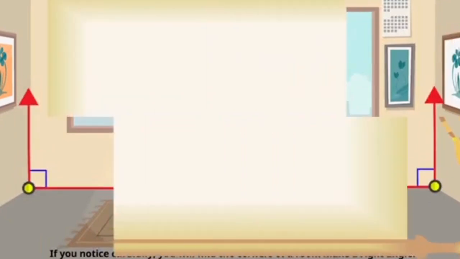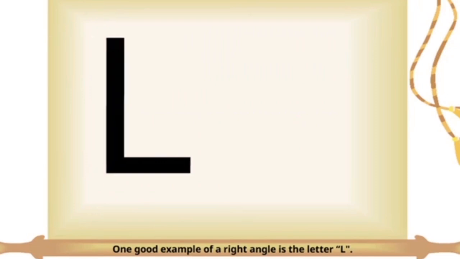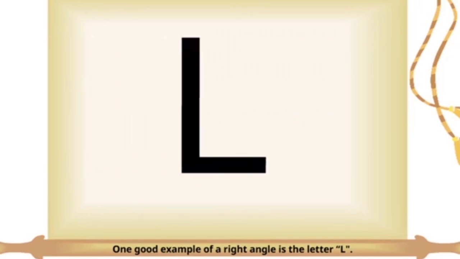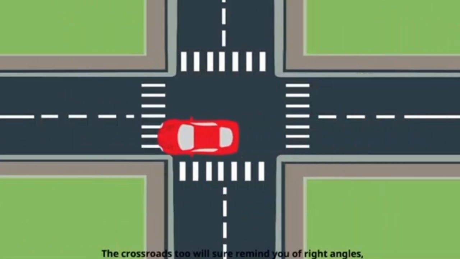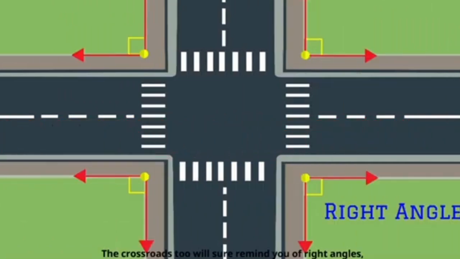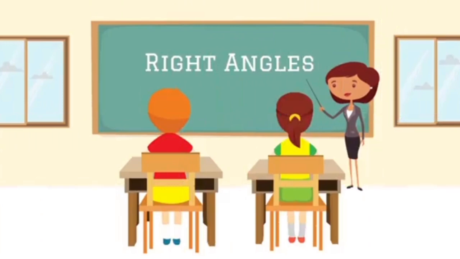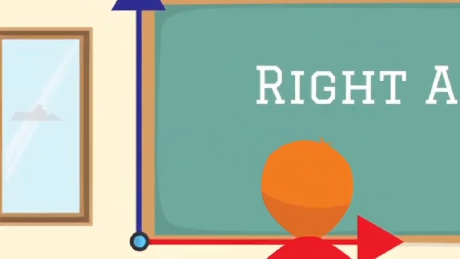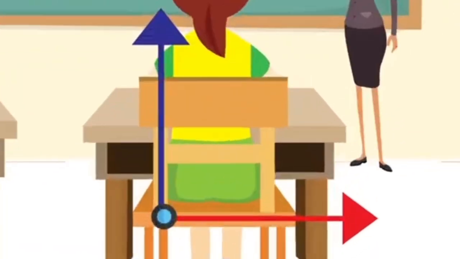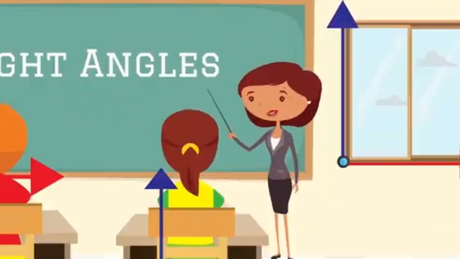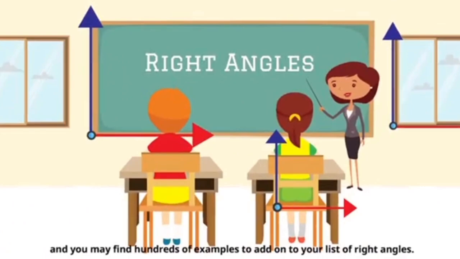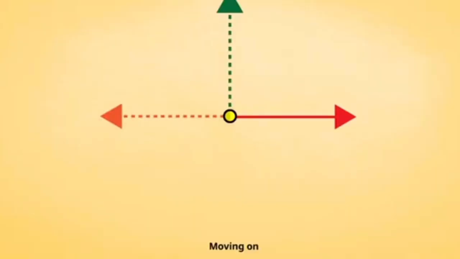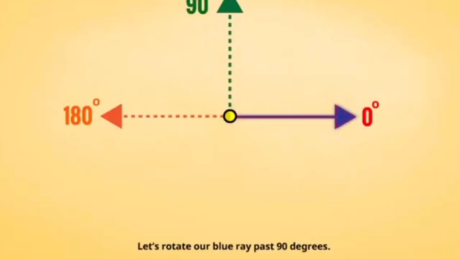If you notice carefully, you will find the corner of a room makes a right angle. One good example of a right angle is the letter L. The crossroad too will surely remind you of right angles. You just need to look around, and you may find hundreds of examples to add to your list of right angles. Moving on. Let's rotate our blue ray past 90 degrees.